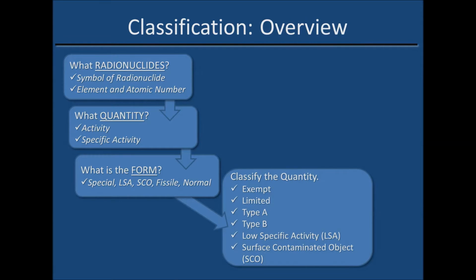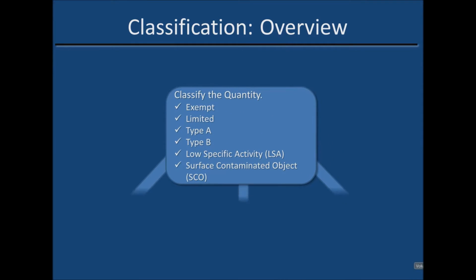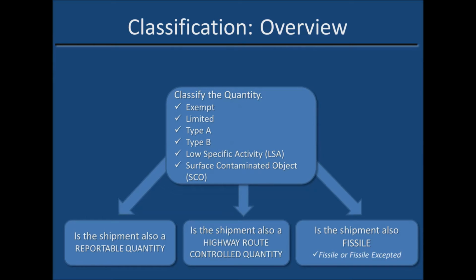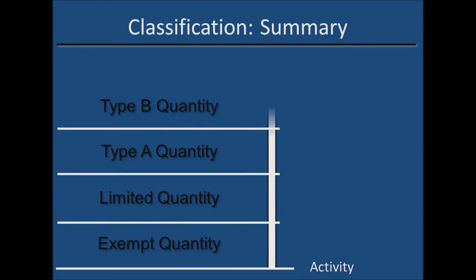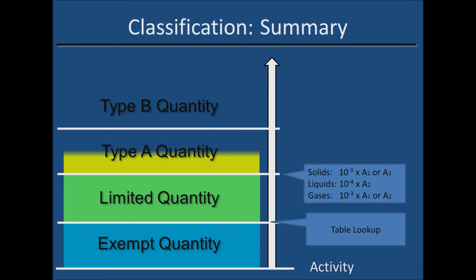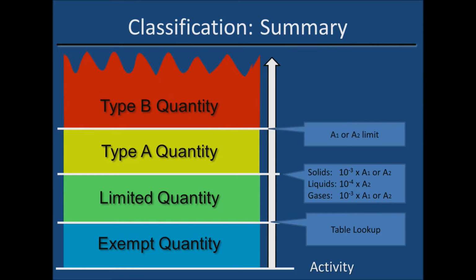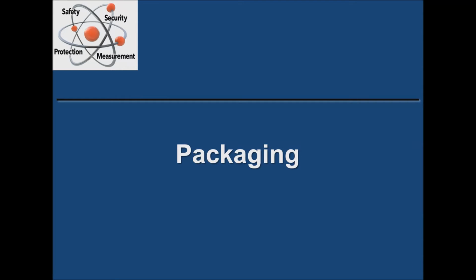Then you classify the quantity. Based on the above mentioned things, you classify into an exempt, which is a table lookup, a limited quantity, type A, type B, etc. So then from there, you have some subsets. Is the shipment also a reportable quantity? Is it highway route controlled quantity? Is it fissile? And your exempt quantities are a table lookup. Above that is limited quantities. Above that, type A. Above that, type B. These are your commons.